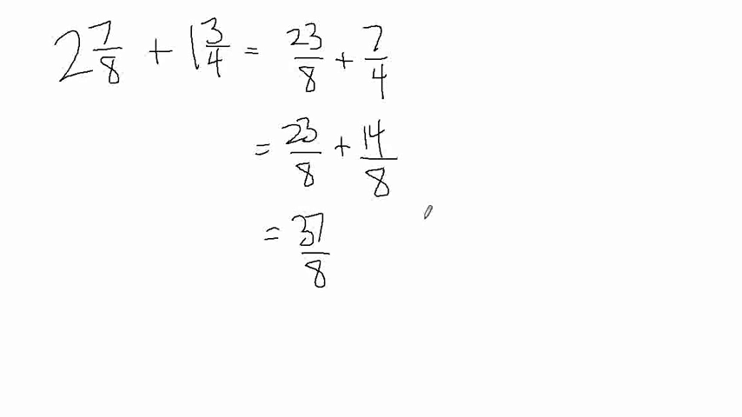All right. However, maybe for whatever reason you have to give the answer as a mixed fraction, so we can do that as well. So you divide 37 by 8, and you get 4 with a remainder of 5. Therefore, the answer is 4 5/8. All right? Now, let's have you try one.